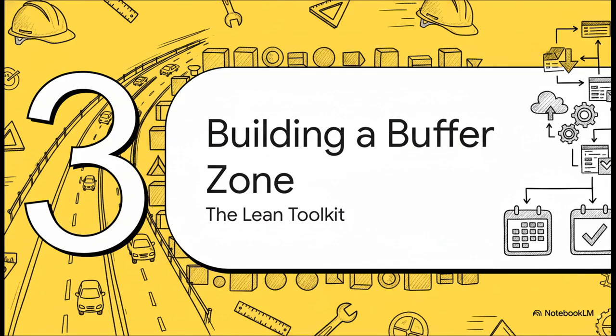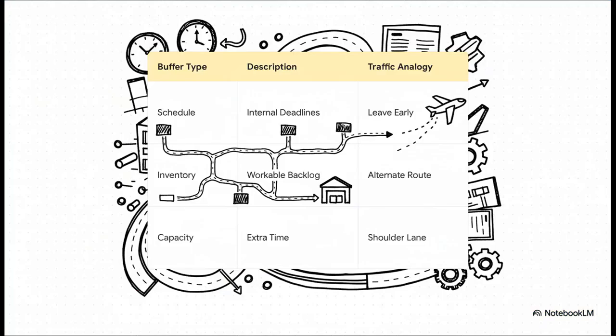The answer is to build a buffer zone, and we do that using a pretty powerful set of ideas from the Lean Manufacturing Toolkit. And there are really three main types of buffers we can use. First up is a schedule buffer. This is just like leaving for the airport an hour early. You build in these little time cushions by setting internal deadlines way ahead of the final due date.